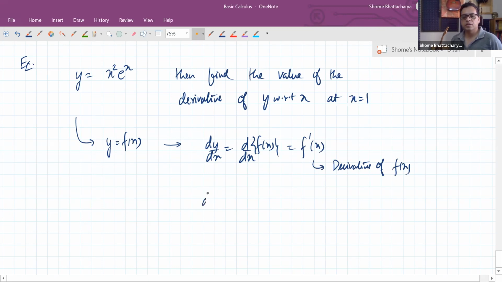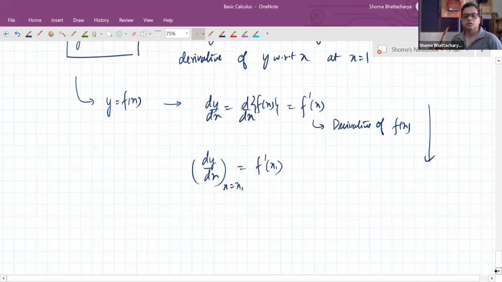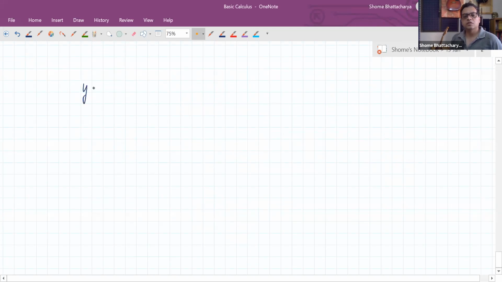Now, once you have that, the value of the derivative at the point x equal to, let's say, x1, will be nothing but f prime of x1. So these are the steps that we'll apply for this given function. Let's see how we'll proceed here. The given function is x square e raised power x.